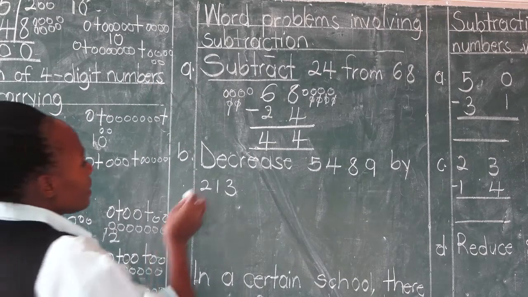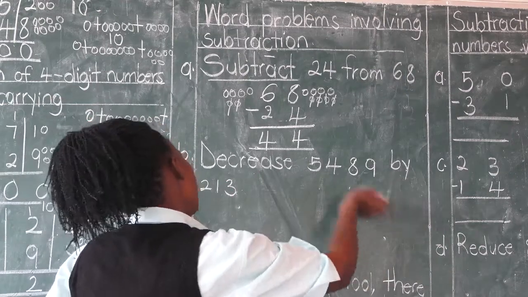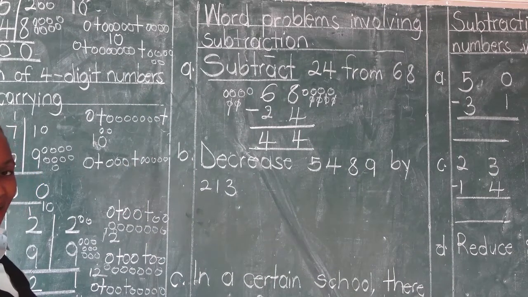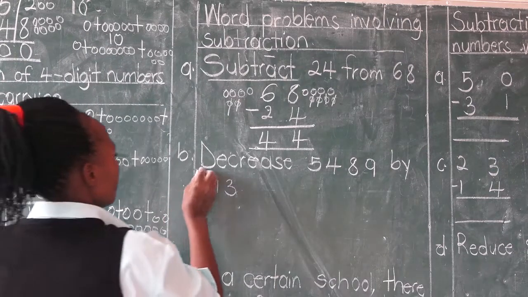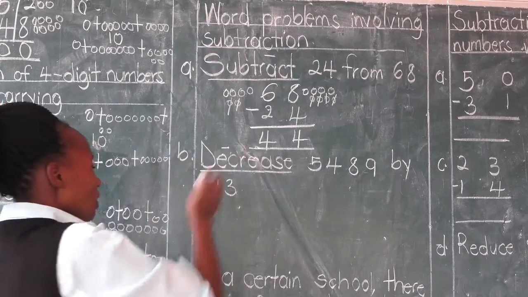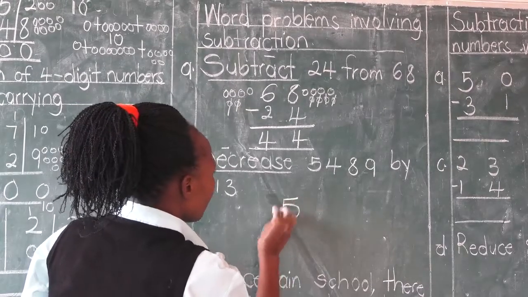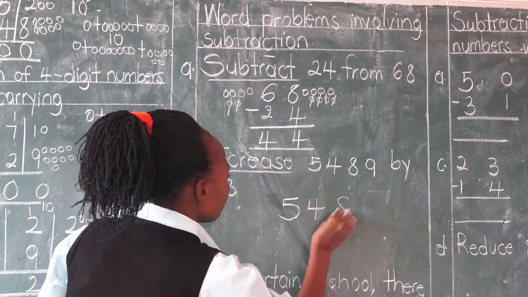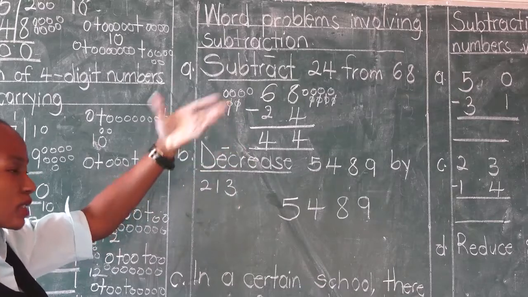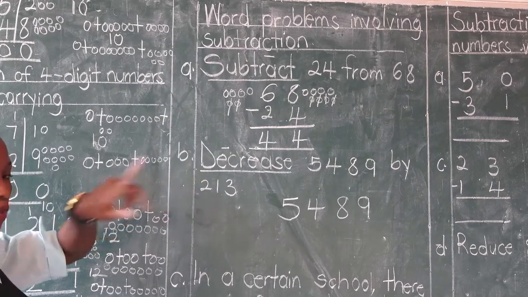Then the next one we have: decrease 5,489 by 213. When I look at that number, what is the keyword? Decrease. And what does it mean? It means subtract or take away. We have 5,489, take away, because we say decrease, the same as saying take away or subtract, 213.